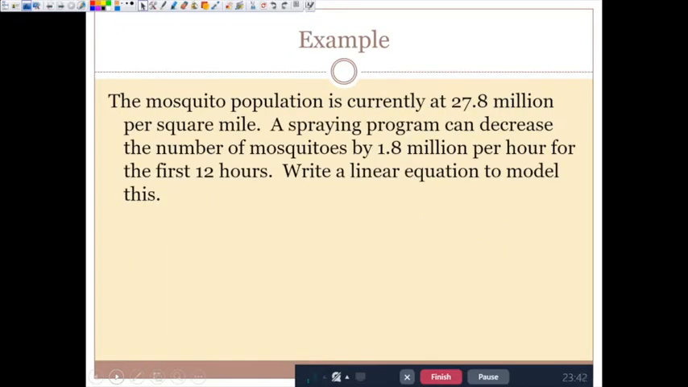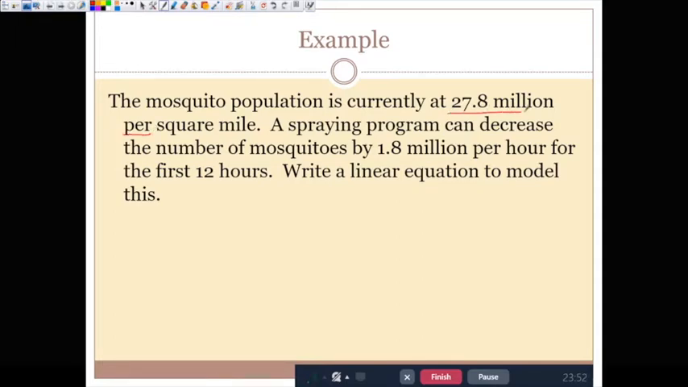Okay, so the mosquito population is currently at 27.8 million per square mile. So that's going to be my b. A spraying program can decrease the number of mosquitoes by 1.8 million per hour. See how it is a per hour here? That one's going to be my m.